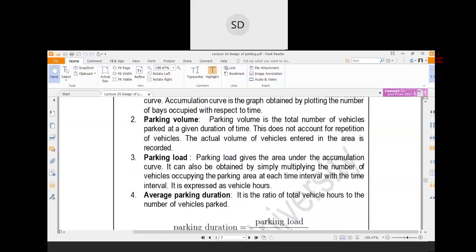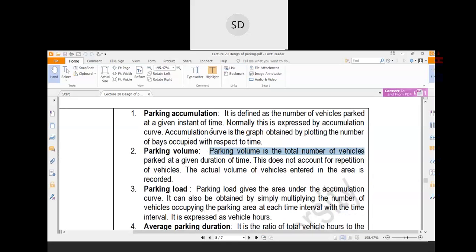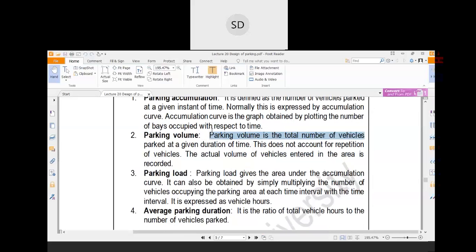Then coming to the next point, parking volume. Parking volume is the total number of vehicles parked in a given duration of time. So parking accumulation is for a given instant of time, and parking volume is for a given duration of time. Given duration means, suppose between 7 p.m. to 8 p.m., how many vehicles have parked over there.